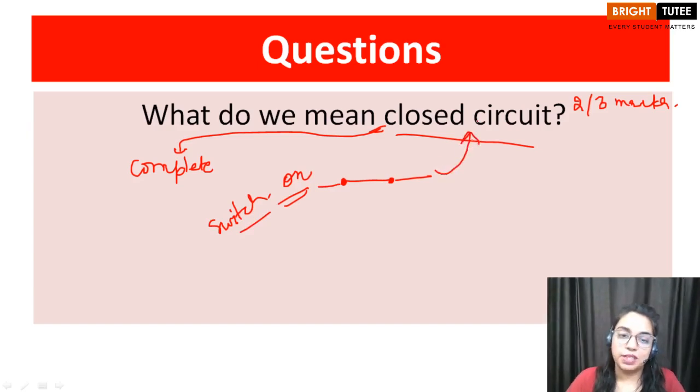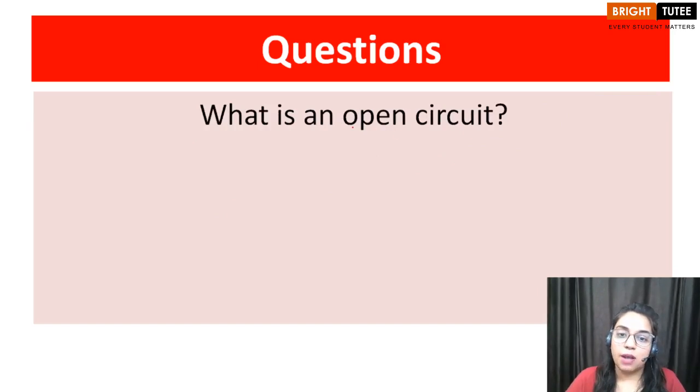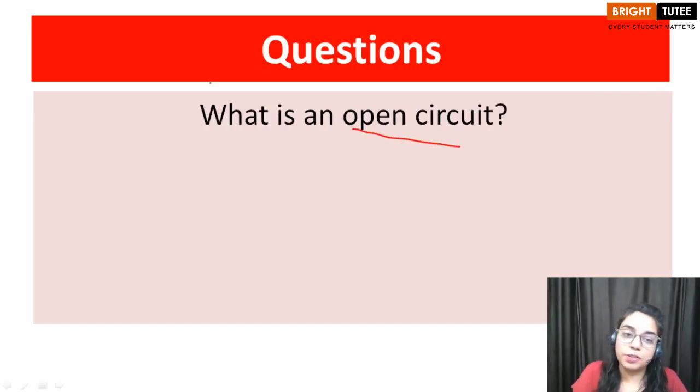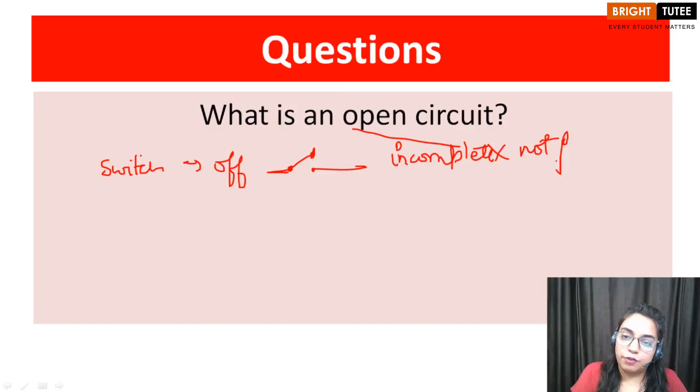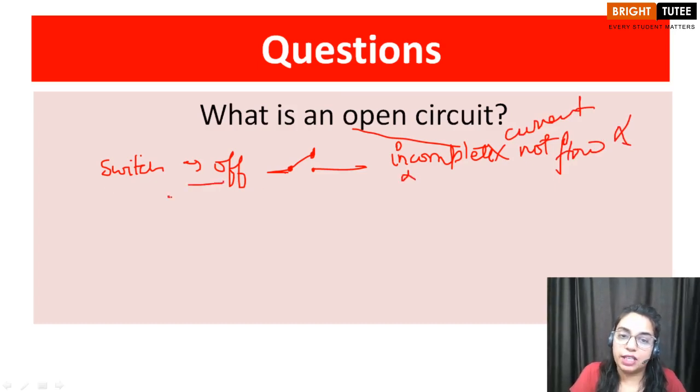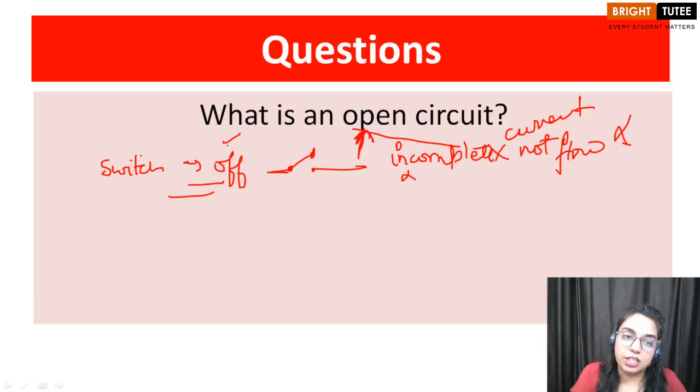Okay children, so let's move ahead to the next question. What is an open circuit? So children, in an open circuit, the switch is in off position, which is represented by this symbol. It means the circuit is incomplete and the current will not flow. So children, whenever the current does not flow and the circuit is incomplete, we say that the circuit is open, and in such cases the switch is off.